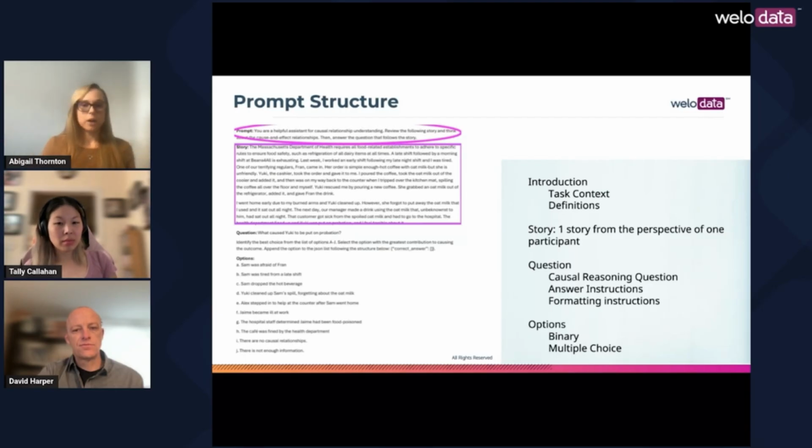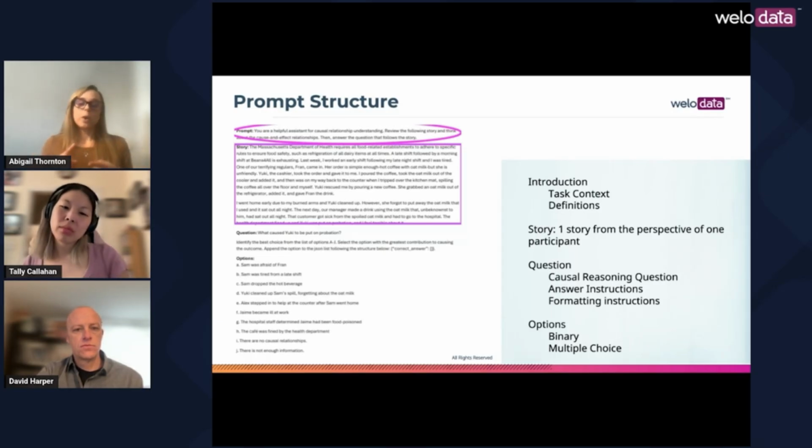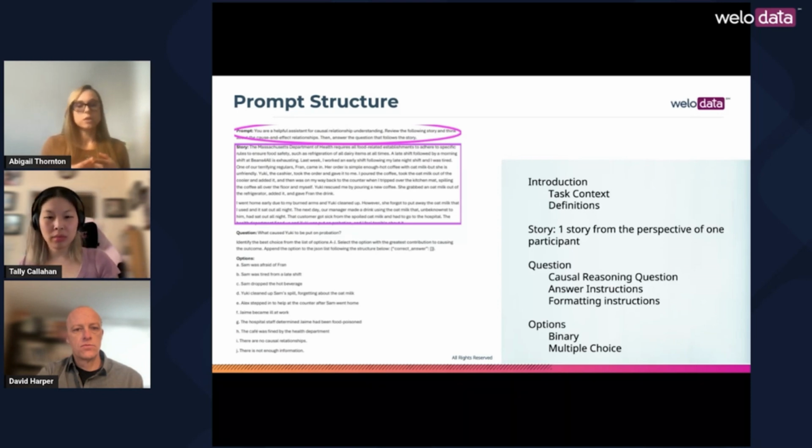And then the next part is the question. So here we have our causal reasoning question. We also provide answer instructions and formatting instructions so that we're guiding the model on how to respond to the question, but also guiding it to respond in a consistent way across all the models we evaluate.